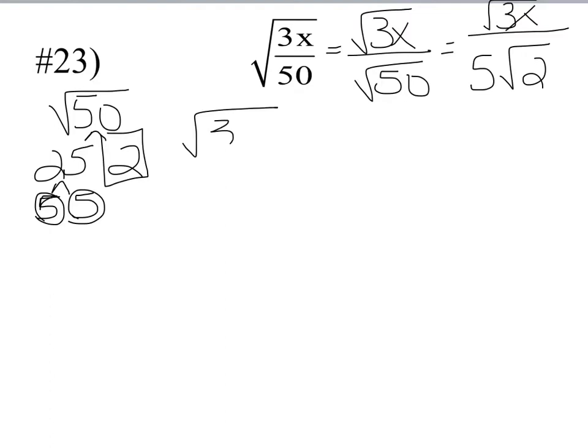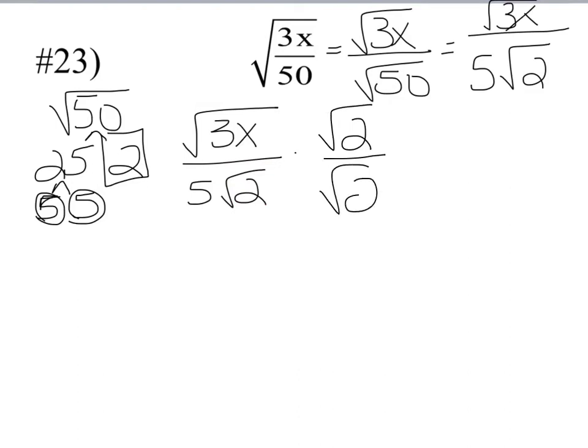So if you have the square root of 3x over 5 square root of 2, when you go to decide what you're going to multiply by, ignore this 5. Remember, all you need to do is multiply by whatever the radical is. So when I go to multiply, I'm going to say the square root of 2 over the square root of 2. Don't worry about that 5 out in front.